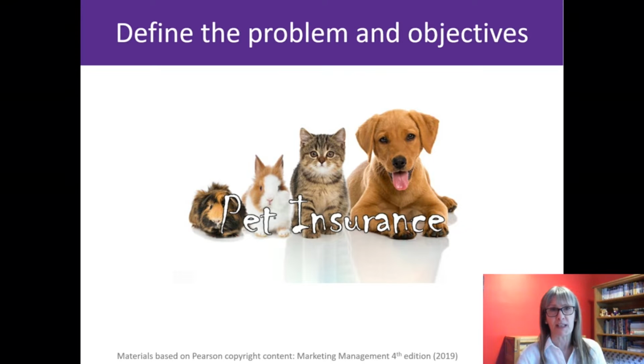Defining the problem and objectives can be really tricky. It's important not to define the problem too broadly. Let's say, why aren't people buying pet insurance so much these days? Or you could be defining it too narrowly. Why are males aged 25 to 30 in Birmingham not buying cat insurance? So it's important to strike a balance. What exactly do you not know right now, and what information would really help you to move your marketing plans forward?